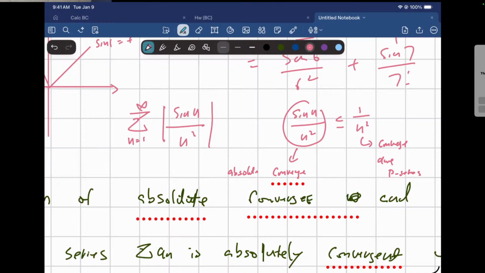Absolute convergence is convergence of the absolute value. Yes, absolutely convergent, because that's the highest level. We're going to show you the other situation.